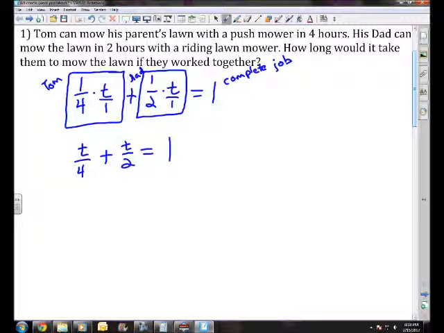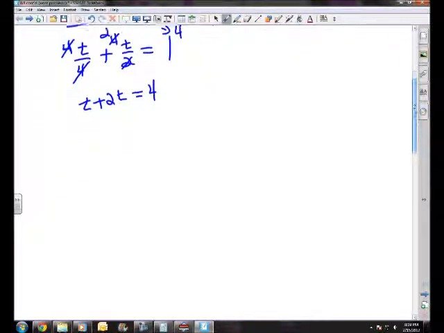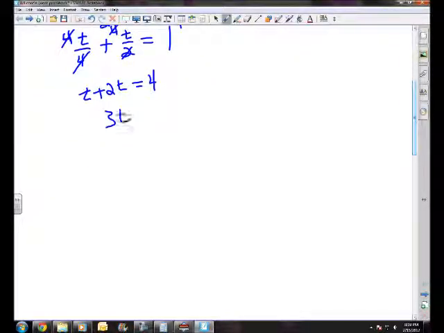Now we've got something that looks a lot like what we've been doing in the last couple of days. So we're going to find ourselves a least common denominator. We could use 4. Let's use 4. So we're going to multiply every term times 4. These 4s are going to cancel. That'll become a 2, and that's going to stay 4 over here. So we're going to get t plus 2t equals 4. 3t equals 4, and of course, if we divide both sides by 3, we'll get t equals 4/3.